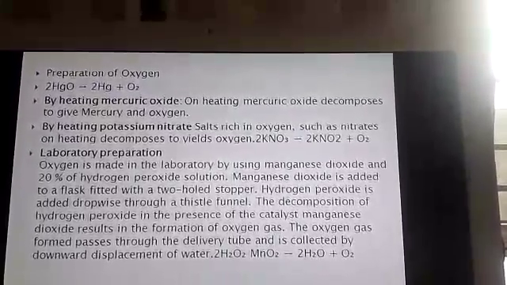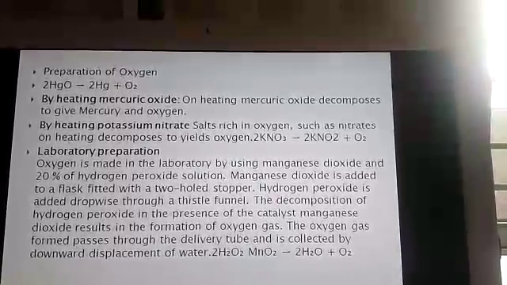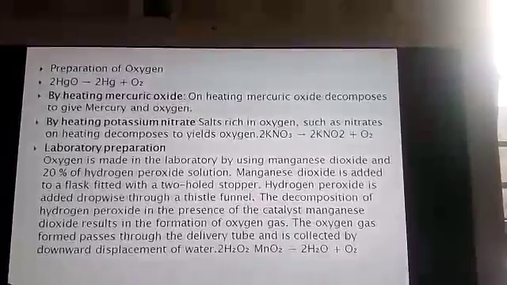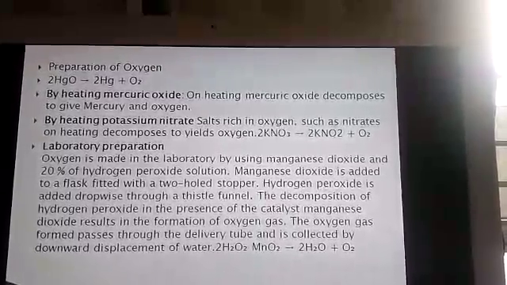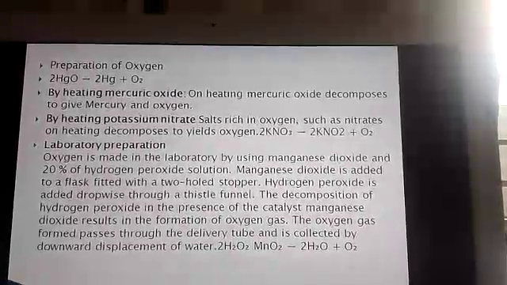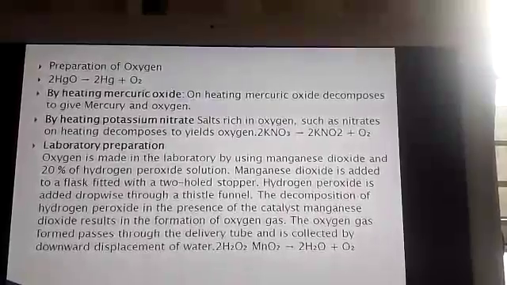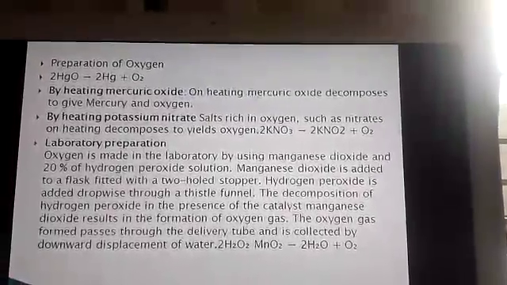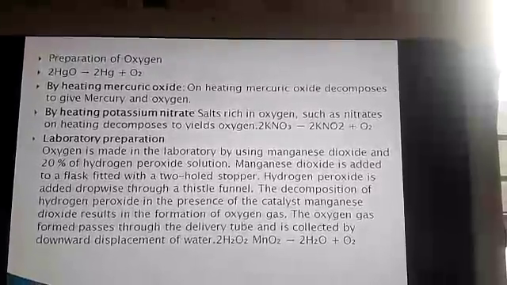In the presence of manganese dioxide, oxygen gas is formed. The oxygen gas formed passes through the delivery tube and is collected by downward displacement of water. The reaction is 2H2O2 plus manganese dioxide, MnO2, gives rise to water plus oxygen. So this is the laboratory preparation of oxygen.